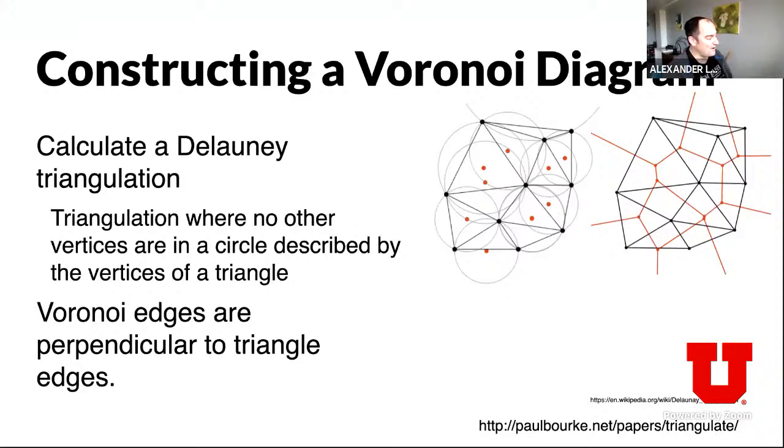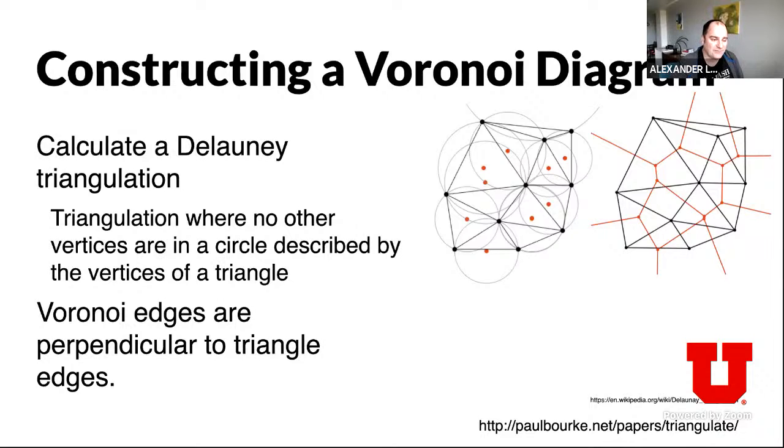OK, so now I've talked about the benefits of Voronoi diagrams and what you could use them for. Now, how can you create a Voronoi diagram? The first step is to calculate a Delaunay triangulation. A triangulation is a division of space or of an object into little triangles, which is something that is super common in, for example, computer graphics.